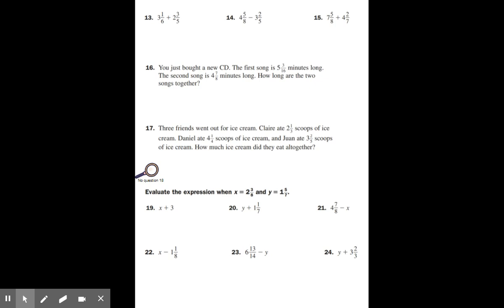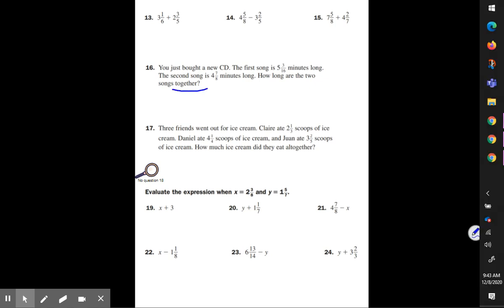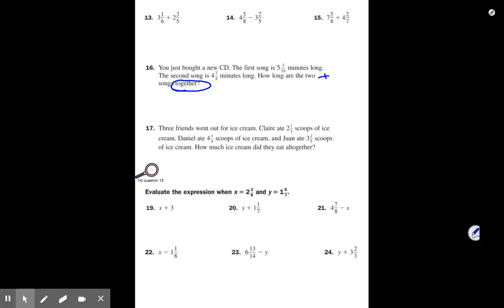I see that there's 2 story problems. Story problems sometimes freak kids out. So we're not going to do those as examples, but we'll talk about them before we move on. You just bought a new CD. The first song is 5 3/16 of a minute long. The second song is 4 7/8 of a minute long. How long are the 2 of them together? Okay, what do you suppose we need to do to those 2 mixed numbers? Add them. This puppy is an adding question. Okay, that is our clue, the word together.